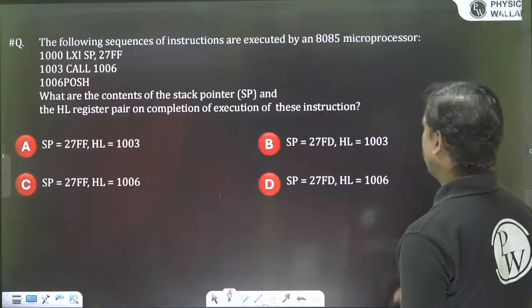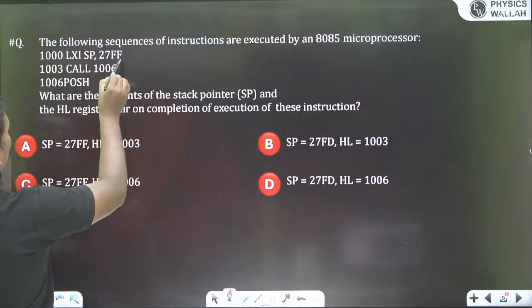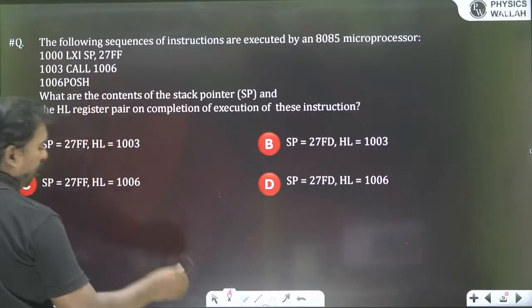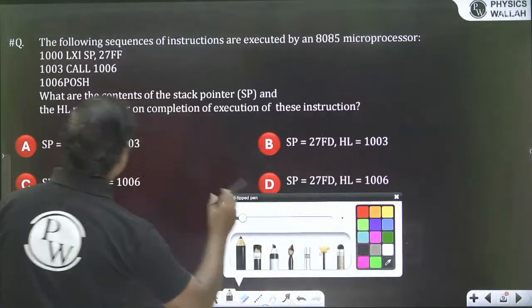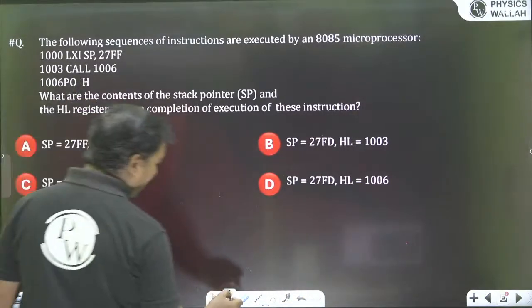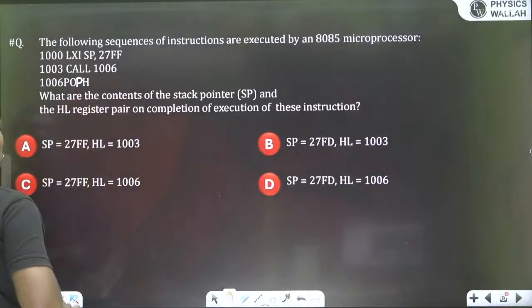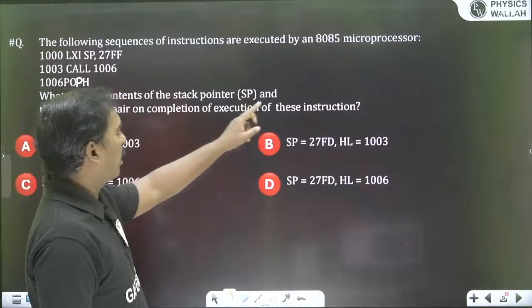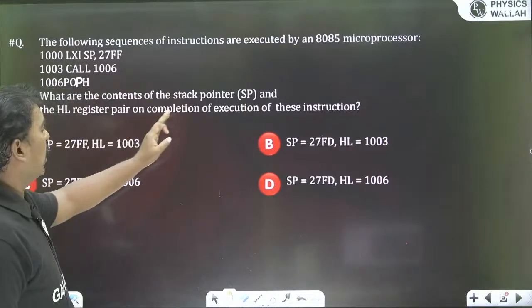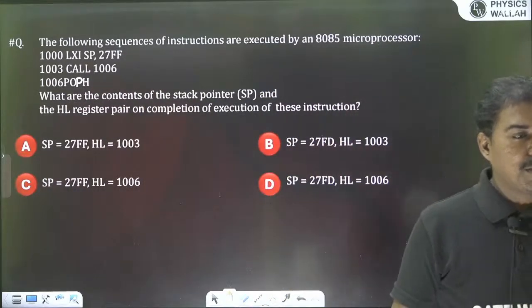Answer this question. LXI SP, 27FF; CALL 1006; and POP H. So here what I can write is POP H. What are the contents of the stack pointer and the HL register pair on completion of execution of these instructions? Try to execute and tell me what the answer is.